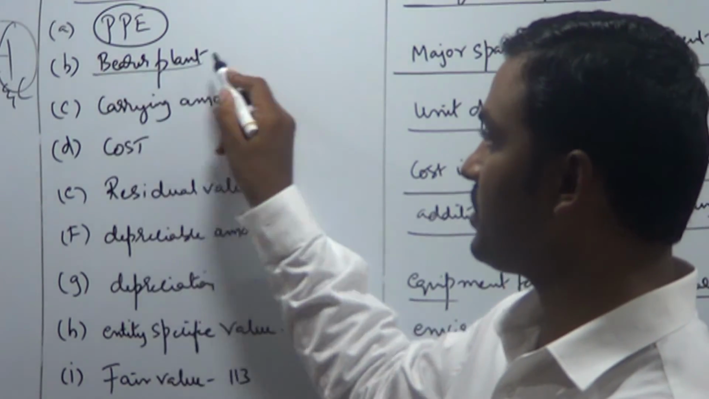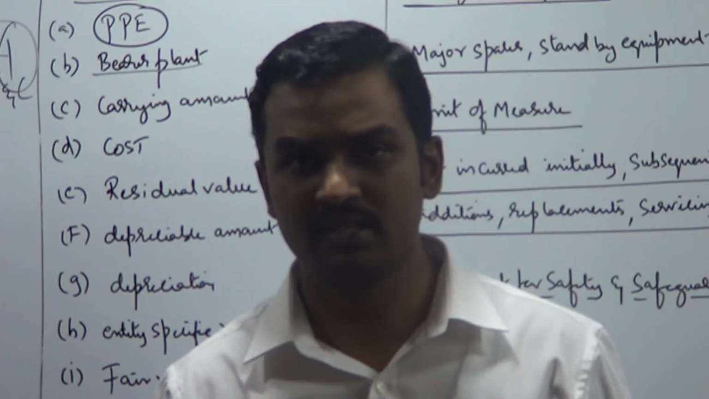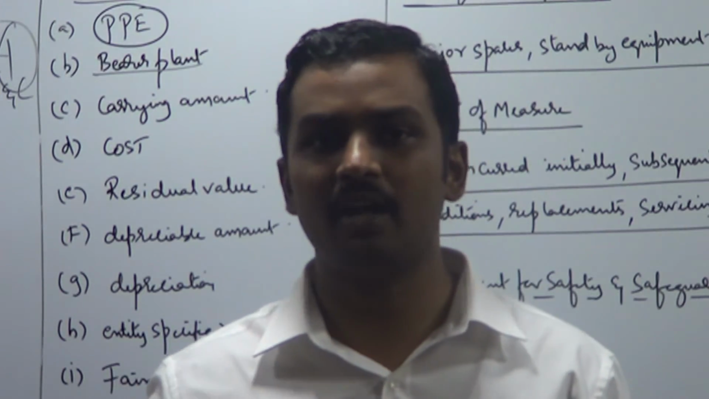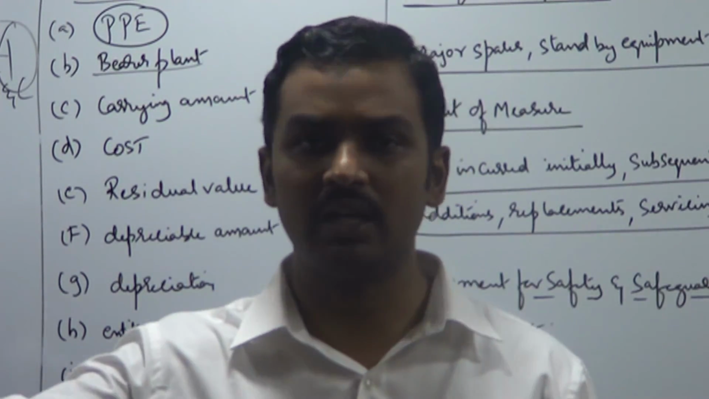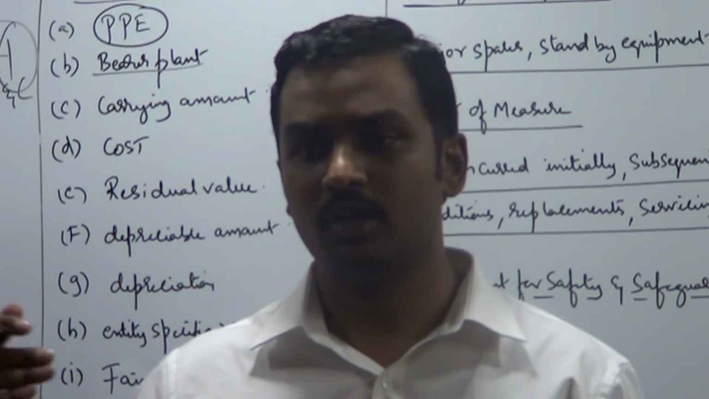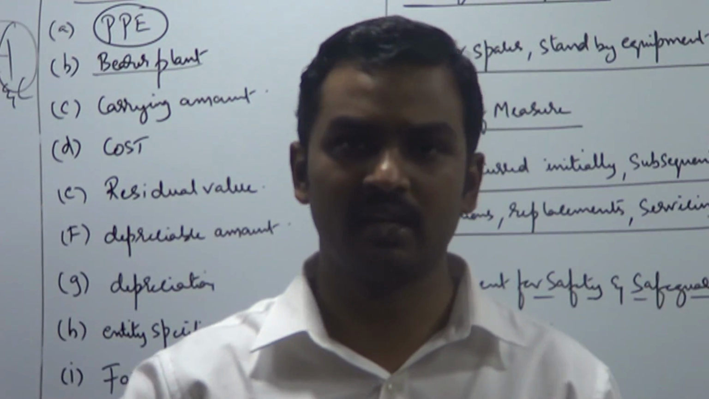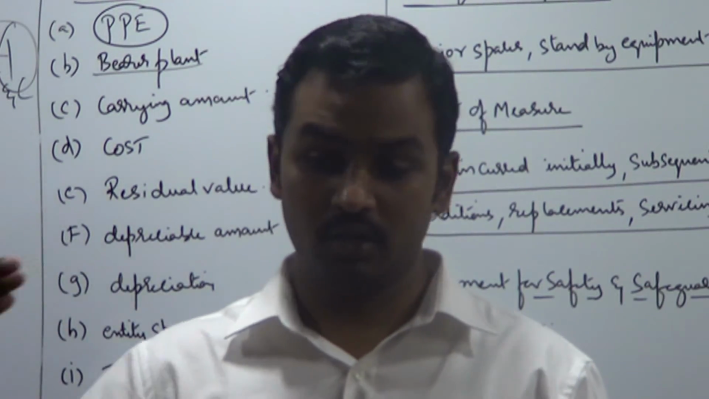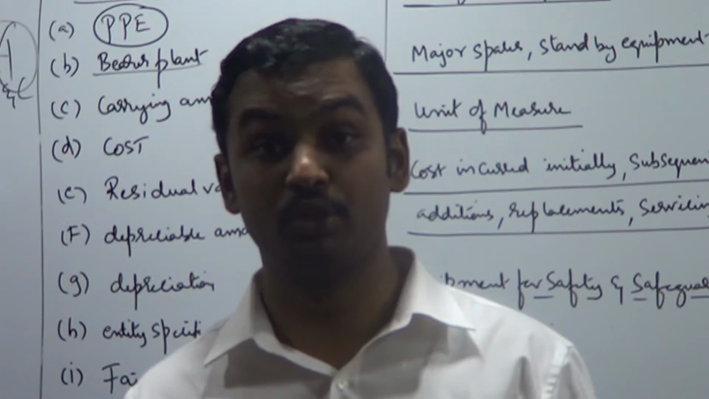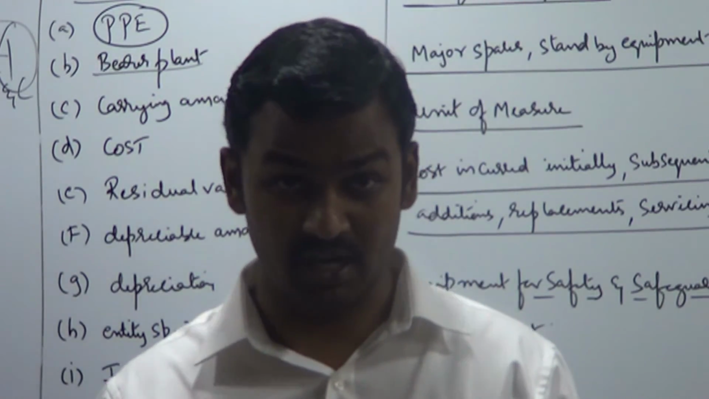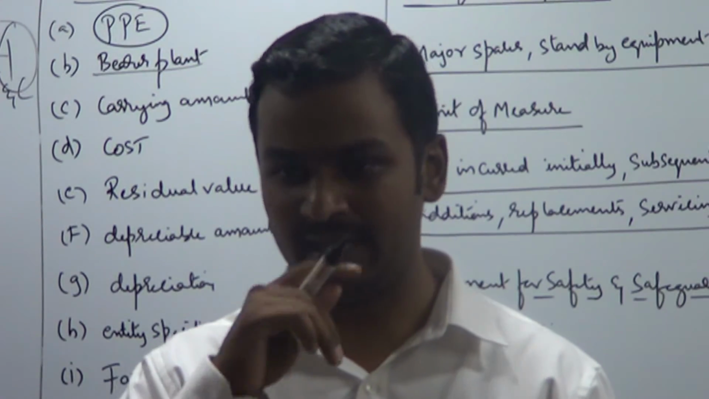Next, bearer plants. We have already learned about bearer plants. These are living plants or living trees which can bear produce for more than one accounting period. Example, you have mango trees, they can give produce for more than 1 year. You have rubber trees, they can generate produce for more than 1 year. You have coconut trees, they can bear produce for more than 1 year. Apple trees, vineyard, they are all called bearer plants.